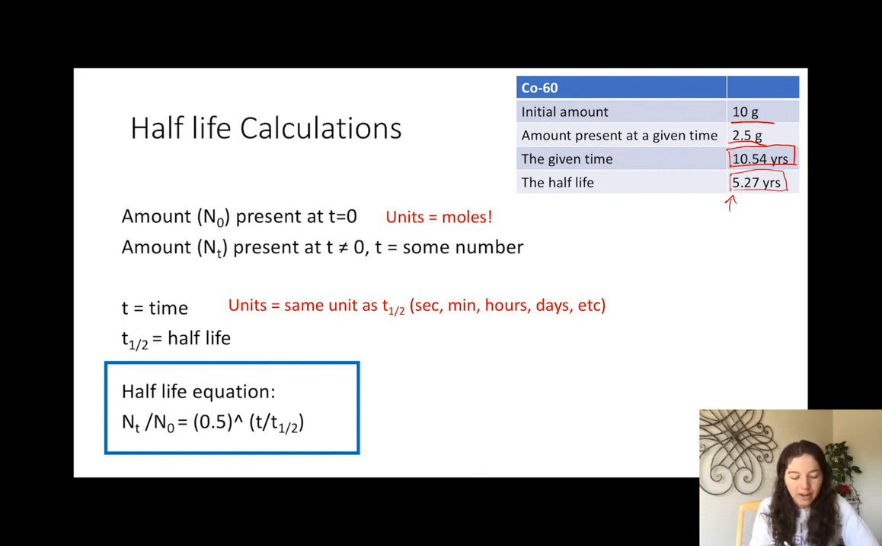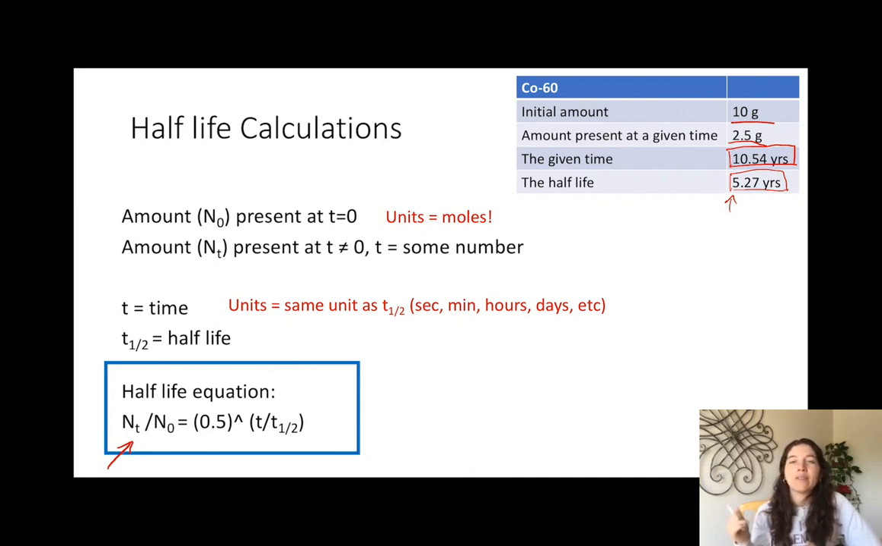So we can use our half-life equation here in order to calculate any one of these variables. In a problem, you'll have one of these variables that is not present. They might say the current amount present is 2.5 grams, given that this much time has passed since the sample was present, and this half-life, determine the initial amount that existed before the half-life passed, or something like that.